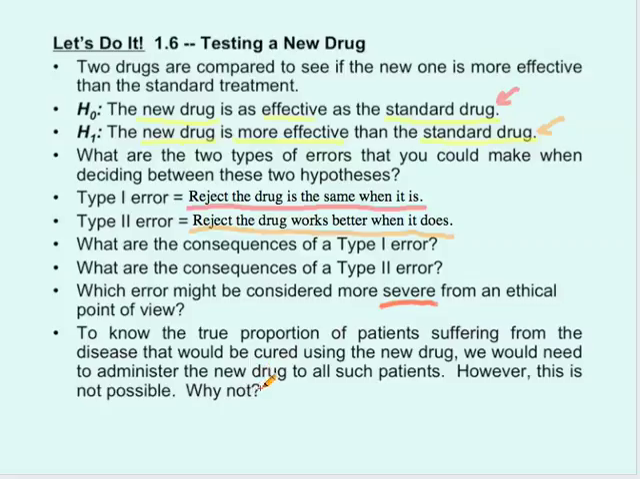To know the true proportion of patients suffering from the disease that would be cured using the new drug, we would need to administer the new drug to all such patients. However, this is not possible. Why not? Well, there are several possible answers to this.